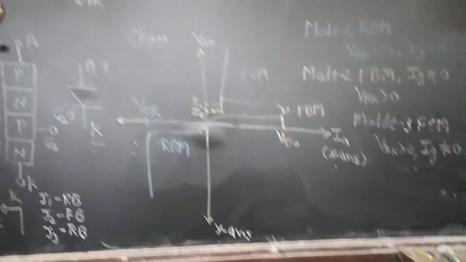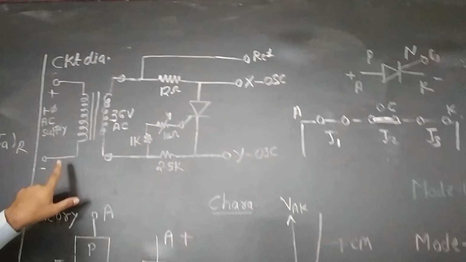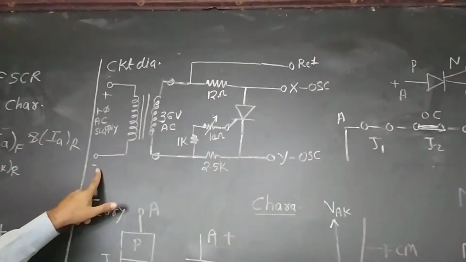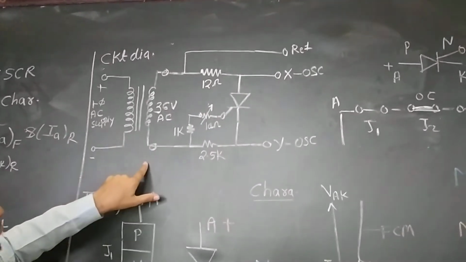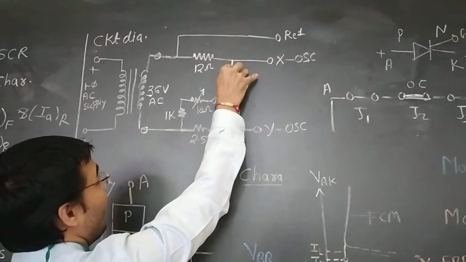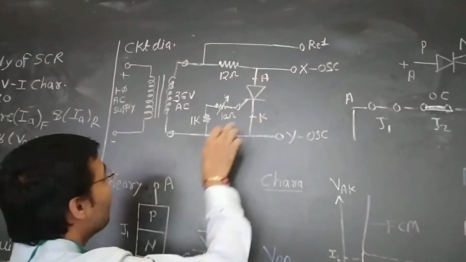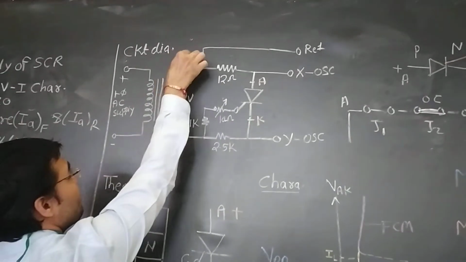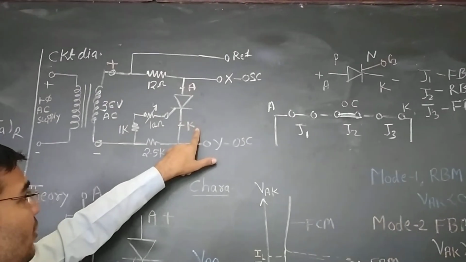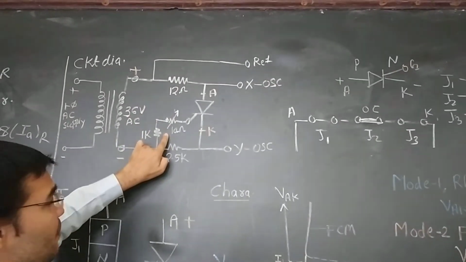So this is the circuit diagram, or triggering diagram, of the SCR. Here an isolation transformer is used. This isolation transformer converts the 230 volt AC supply to 36 volt AC supply, and this is our anode terminal. This one is our cathode terminal, right? The anode is connected to the positive terminal and the cathode to the negative terminal, and this is the whole circuit diagram. And this is the pot resistance.